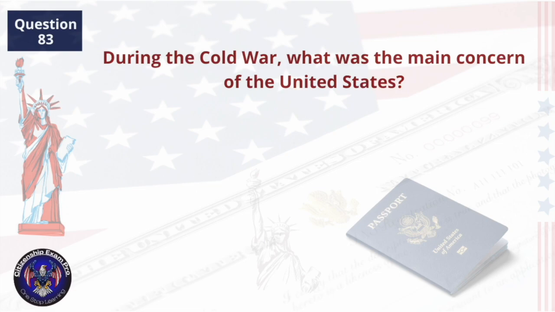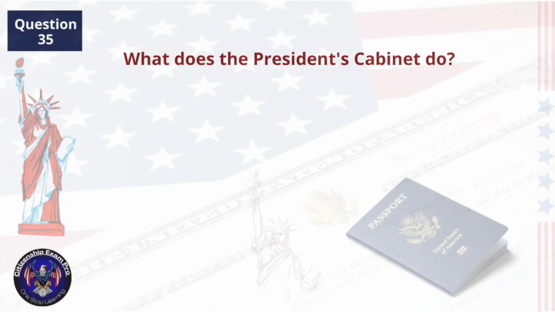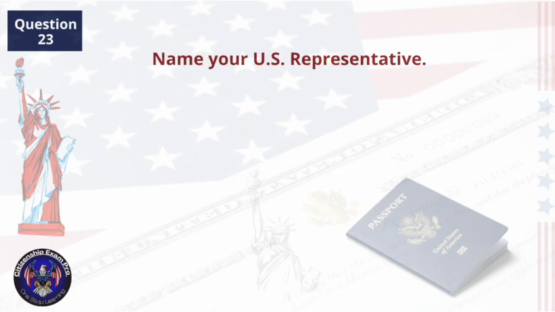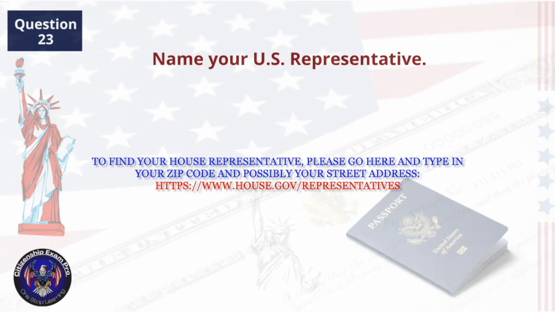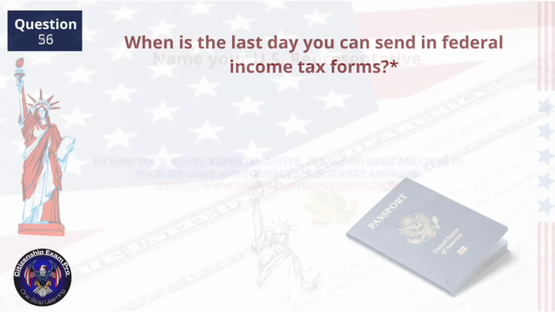During the Cold War, what was the main concern of the United States? Communism. What does the President's Cabinet do? Advises the President. Name your U.S. representative. When is the last day you can send in federal income tax forms? April 15.